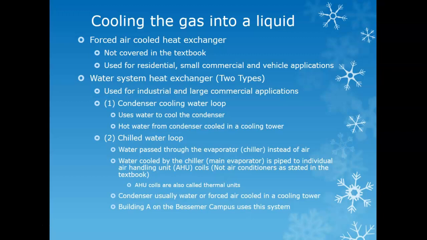Okay, so forced air it's not really covered in the textbook, but it is one of the most common types you would come across. For the bigger application, you have the water system heat exchanger. You have a couple of different types. You have the condenser cooling water loop. This uses water to cool the condenser. The hot water from the condenser goes to a cooling tower. So essentially what happens is, erase my little marks here.